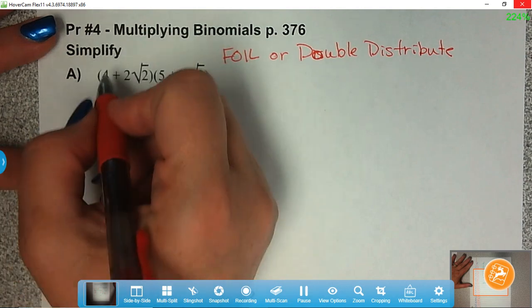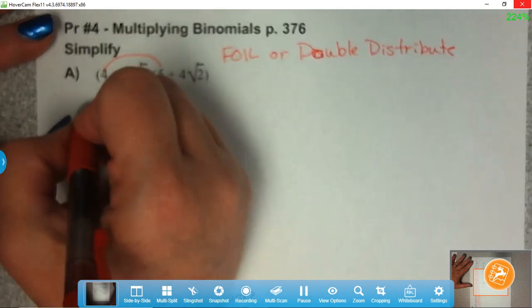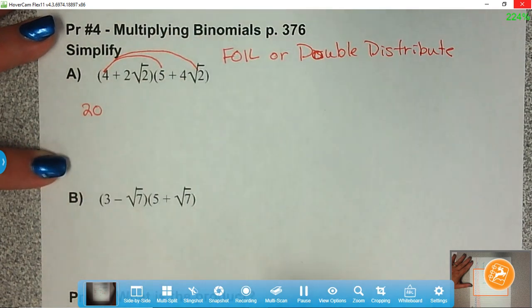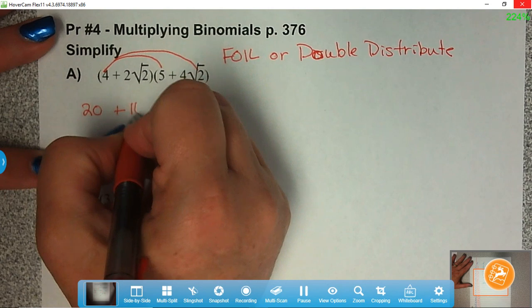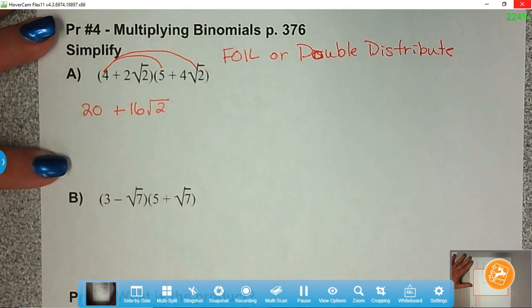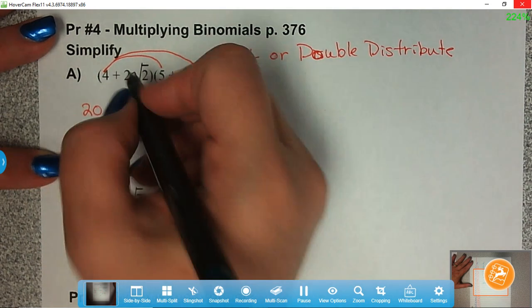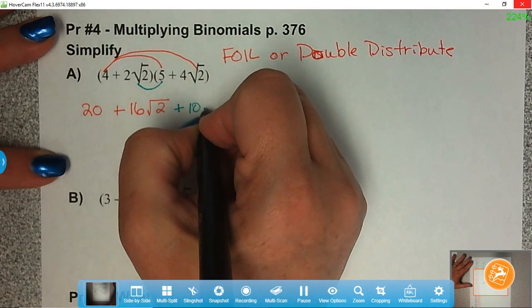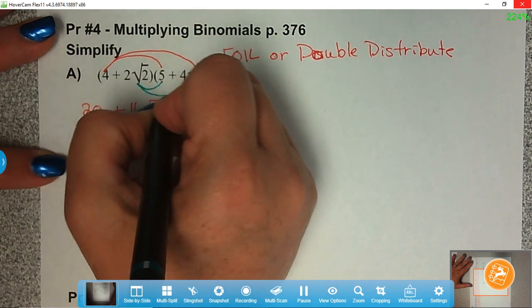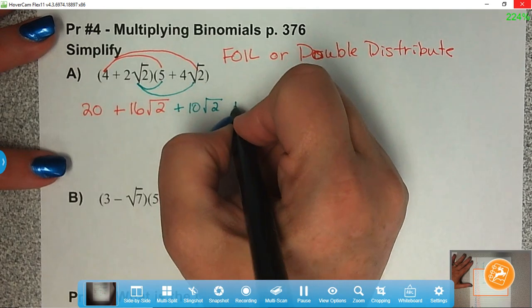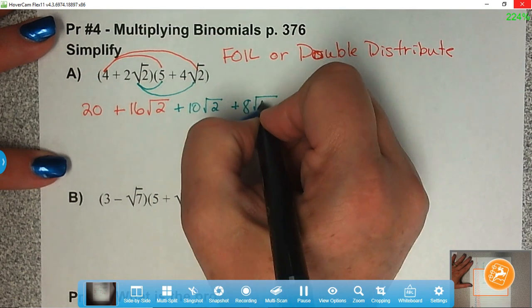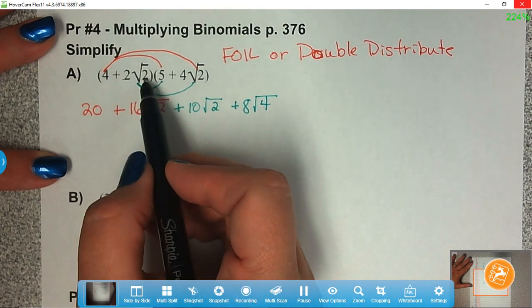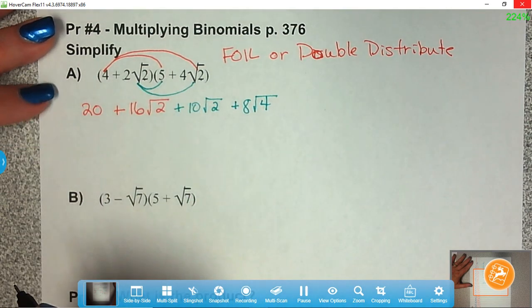Okay, either way, I'm going to start out with 4 times 5 gives me 20, and 4 times 4 root 2 will give me 16 square root of 2. Then I want to multiply these two together, and that will give me 10 square root of 2. These two together will give me 8 square root of 4. Remember, the things that are outside the radical multiply together, and then the things under the radical multiply together.